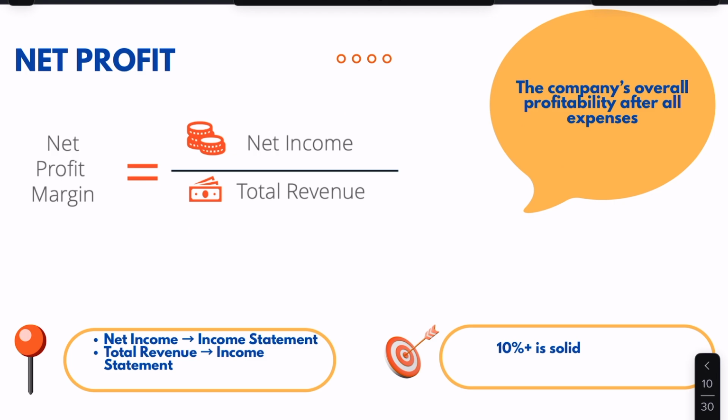Next, let's look at the net profit margin. So the net profit margin is what's left after all expenses. This includes taxes and interest. The formula is net income divided by revenue. You can find both net income and revenue from the income statement, and a good benchmark is 10% plus again.